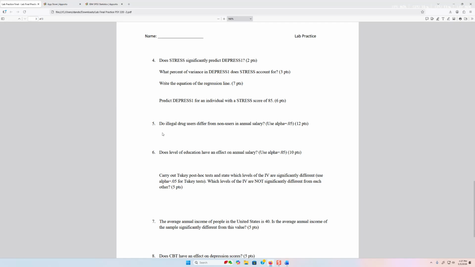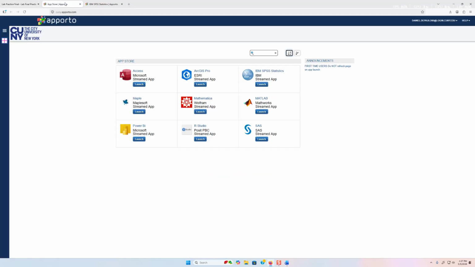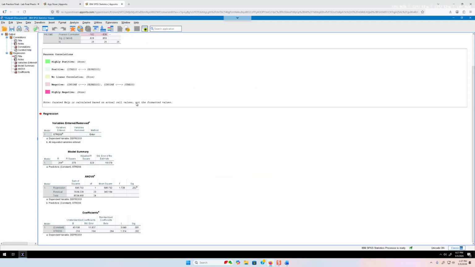Number 5. Do illegal drug users differ from non-drug users? Now, drug users, there's 2 categories, 2 groups. So you know it's a t-test, because 2 groups and you're looking for the difference. Are these groups independent? Yes, because you're either a drug user or you're not a drug user. You can't be both. So it's an independent t-test. So we're going to go and do the independent groups t-tests.